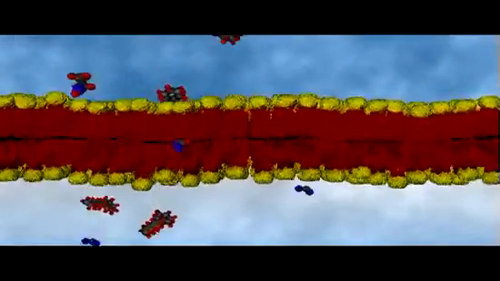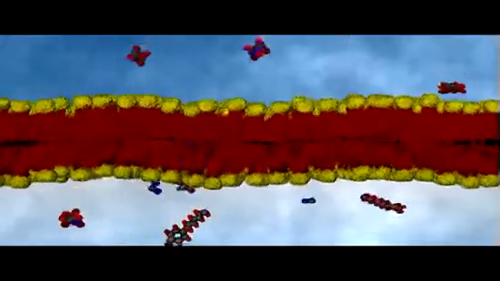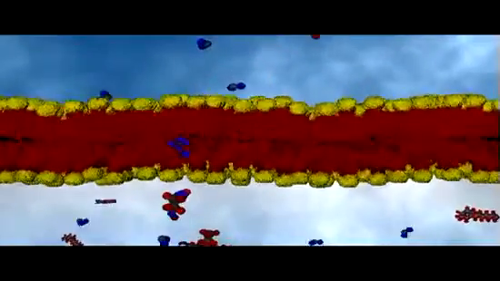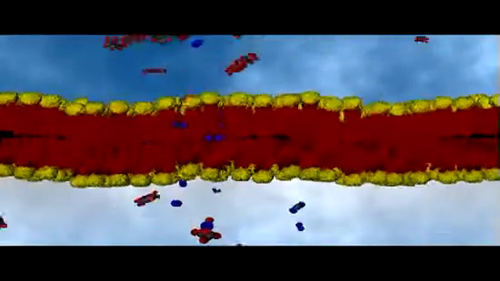Generally, the rate of simple diffusion of a substance across a membrane is a function of the relative concentration of the substance on either side of the membrane, the size of the substance's molecules, and that substance's lipid solubility.